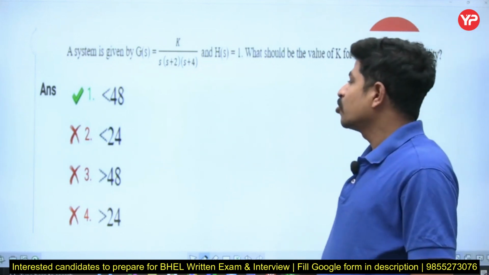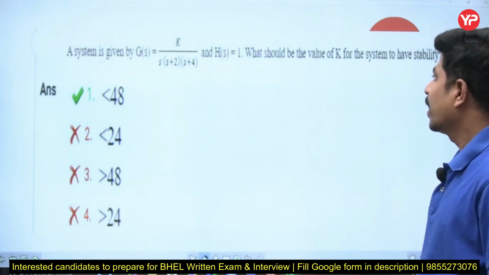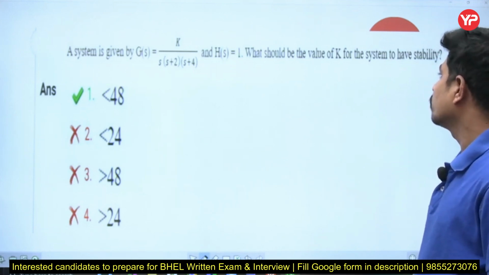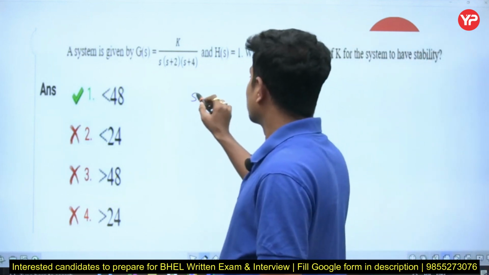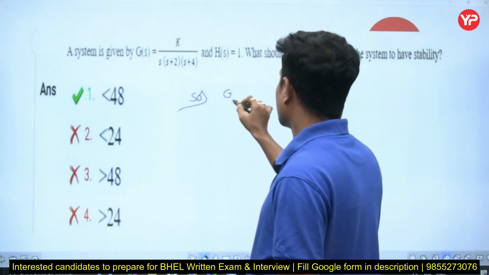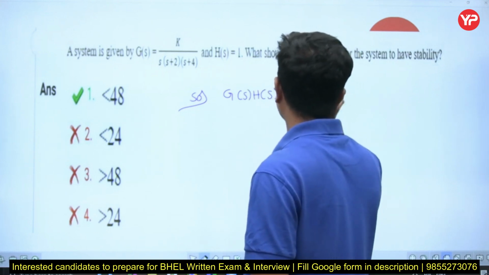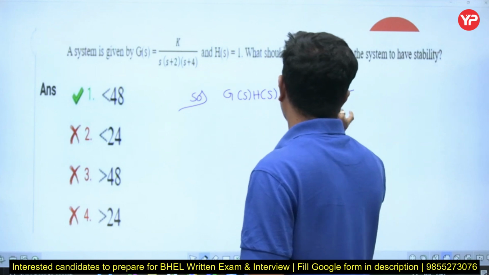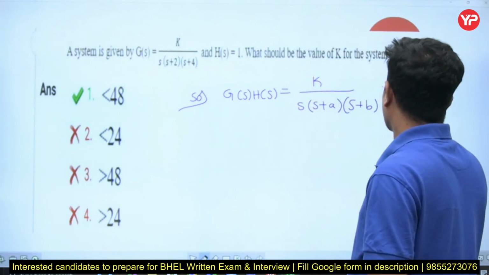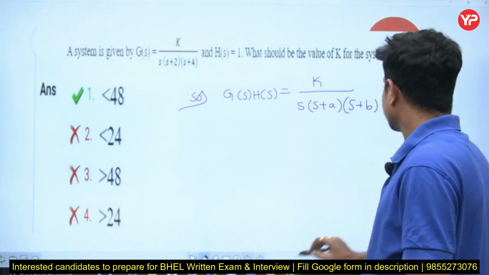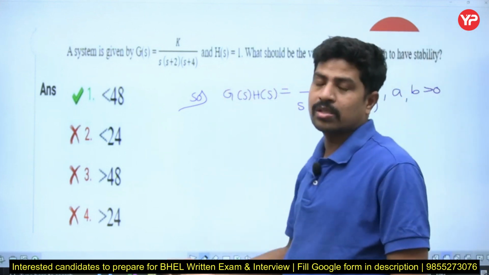A system is given by G of S equal to K by S into S plus 2 into S plus 4, and H of S is equal to 1. What should be the value of K for the system to have stability? For a third order system, G of S into H of S is equal to K by S into S plus A into S plus B, where A, B are greater than 0. Then these are the conclusions we get.